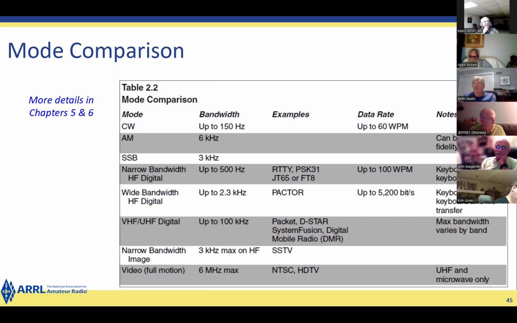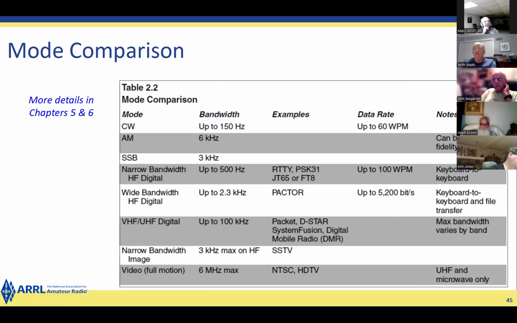Anyway, here's some mode comparisons, and you might see some questions concerning this. CW has a bandwidth of up to about 150 hertz with a data rate up to 60 words a minute. Single sideband, as we talked about before, is 3 kilohertz. Narrow bandwidth HF digital is up to 500 hertz, and examples of that are FT8, PSK31, JT65.